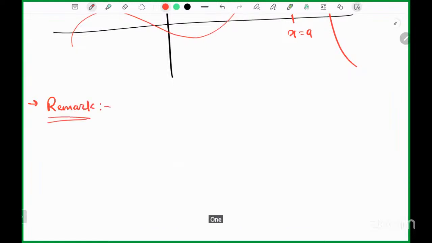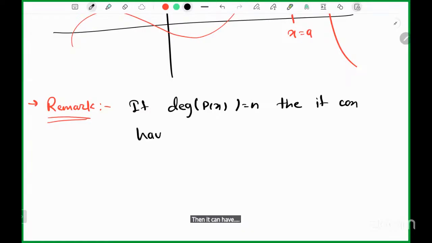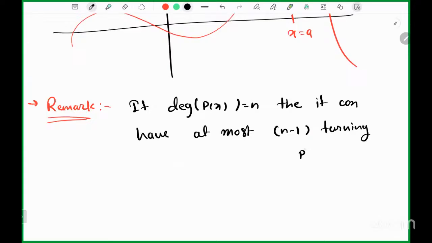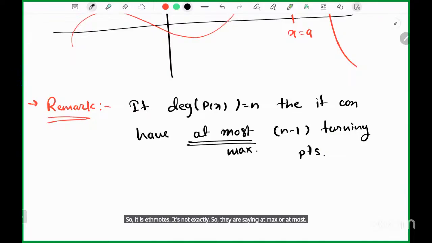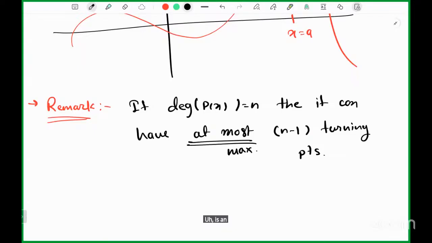One remark says that if the degree of a polynomial p of x is n, then it can have at most n minus 1 turning points. So it is at most, it's not exactly. So they are saying at max, I can say at max, we have n minus 1 turning points. And the reason behind this is because if you have p of x as an n degree polynomial, then it can have at max n distinct roots, right?